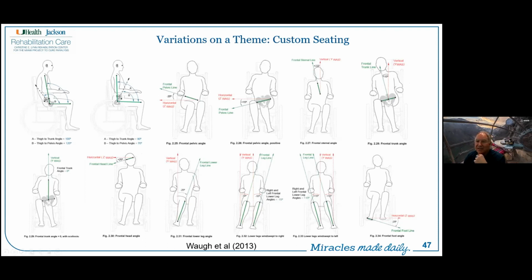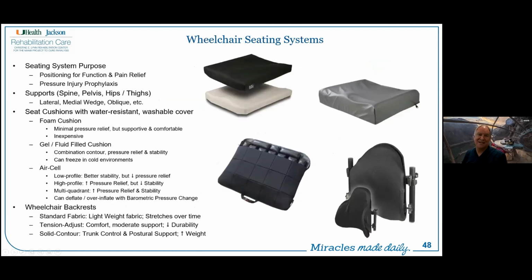Obviously, lots of other things are taken into account, and our therapists are doing great jobs to measure and give us the most appropriate seating system. And what does that include? We want to make sure that we are positioning the person for function and pain relief and for pressure injury prophylaxis. We also want to make sure that we're providing appropriate support for the spine, pelvis, hips, and thighs to reduce pressure, to reduce pain, and to optimize function.